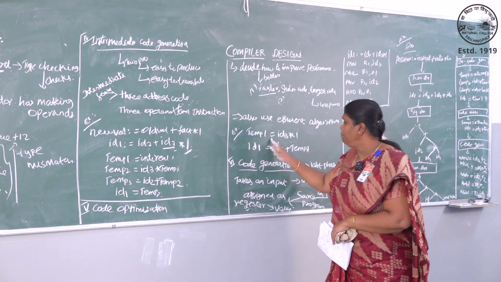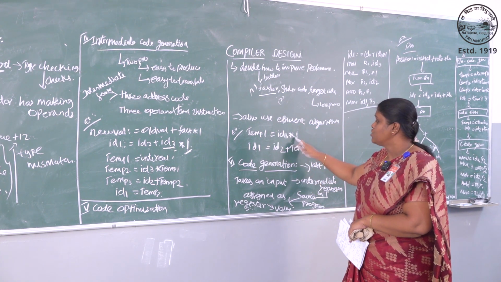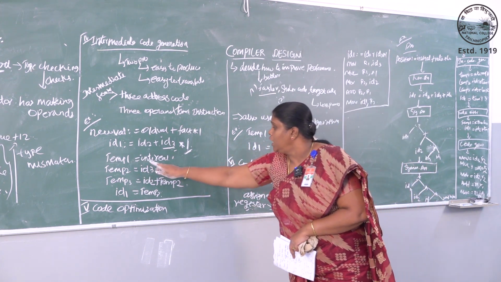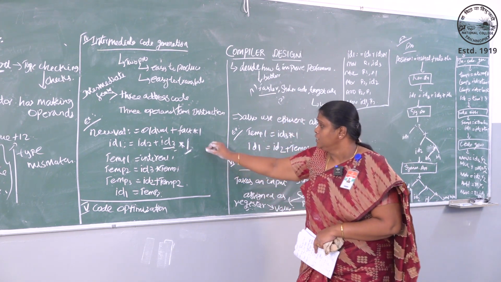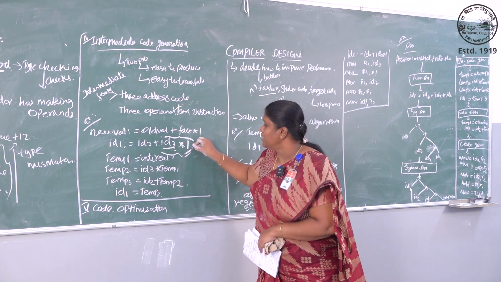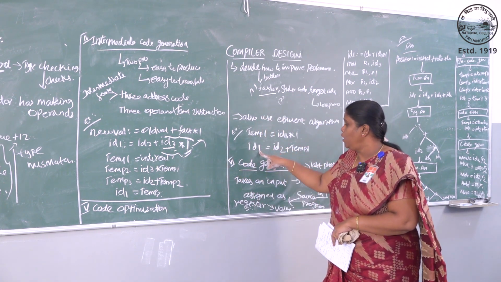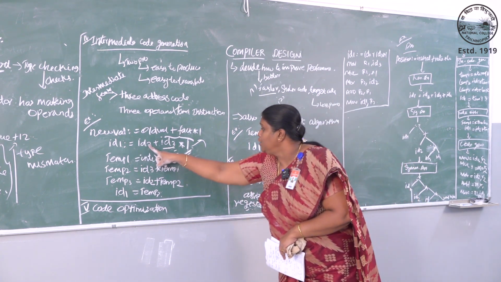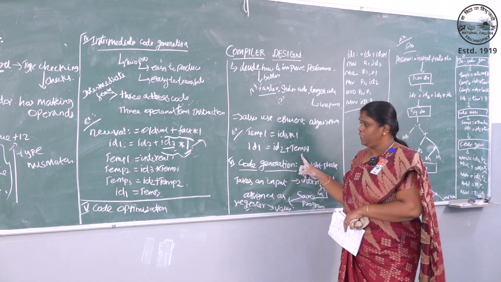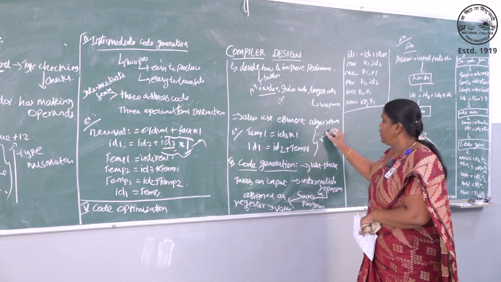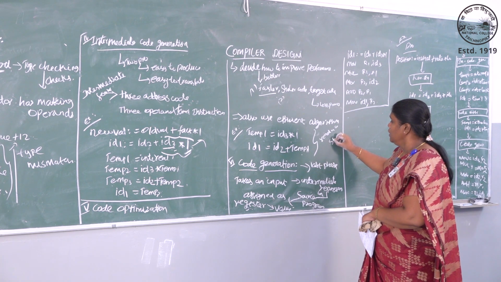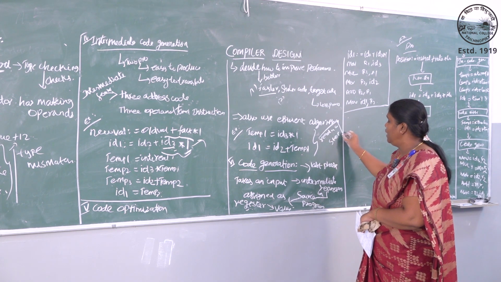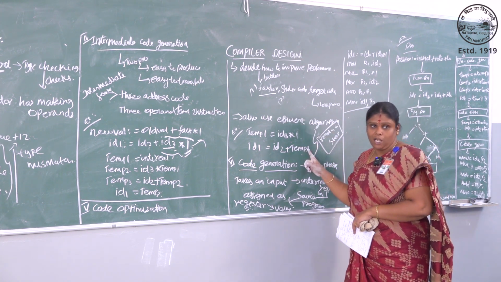For example, temp1 equal to ID3 star 1, and temp1 equal to ID3 star 1 again. These two are assigned as temp1. Next, ID1 equal to ID2 plus temp1. This reduces the steps. The main important role of this phase is to reduce steps.